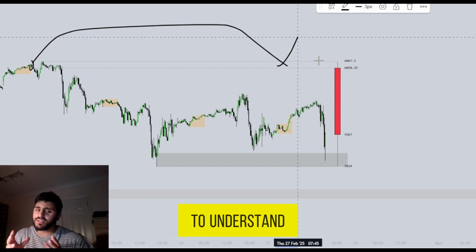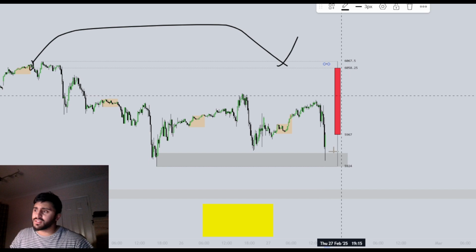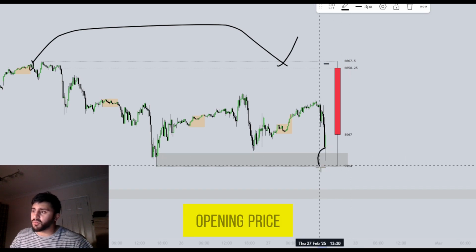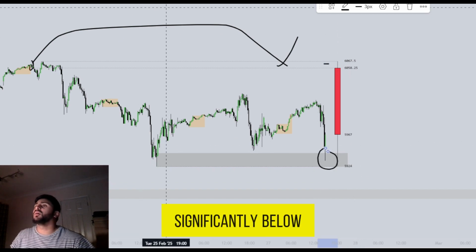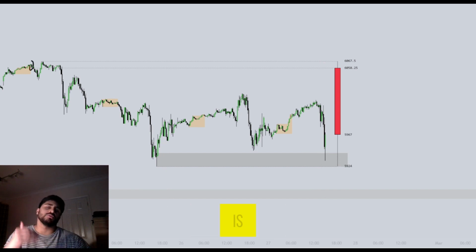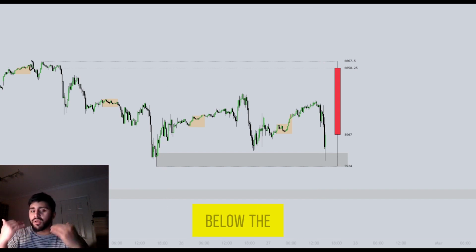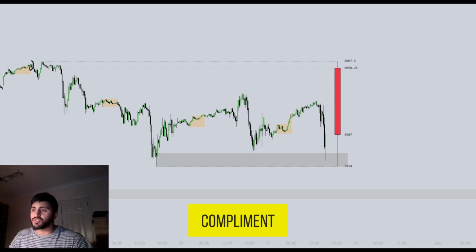What you need to understand when you look at this is that we are significantly below the weekly opening price. So what this means is you want to be looking for buys below the weekly opening. This is a big confluence you can use. That's the first thing you want to understand.